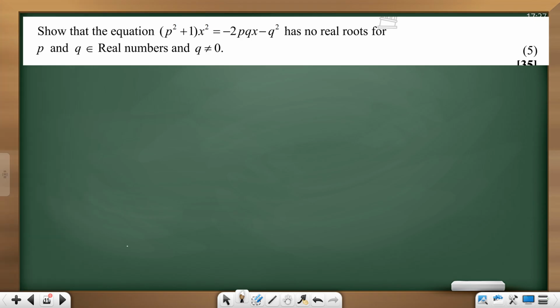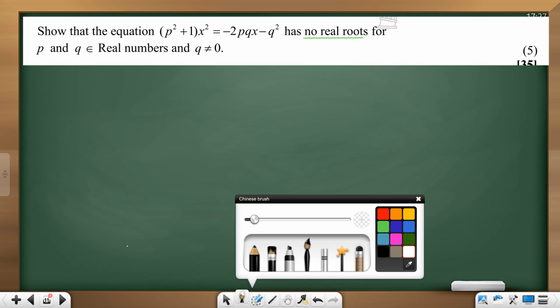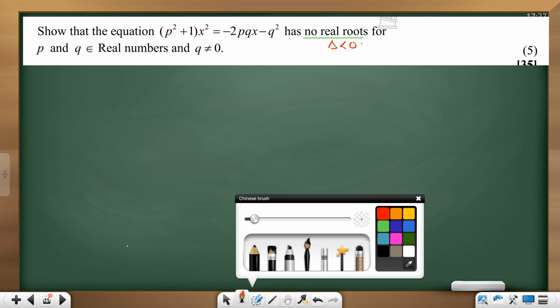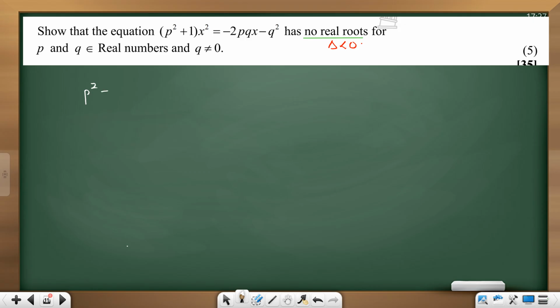Look at this one. Show that the equation that equals to that has no real root. Again, when they say no real, understand, what are they saying? It means your discriminant is less than 0. So they say we should show. We're not looking for the roots. All I need to do is to look for the discriminant. But I cannot look for the discriminant until I make this equation, see, I'm bringing that.